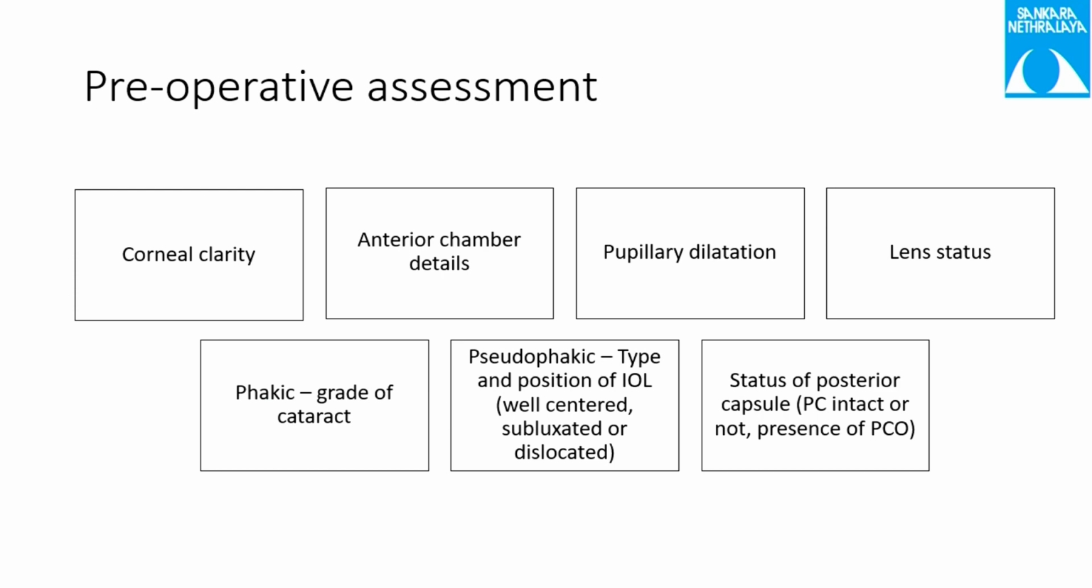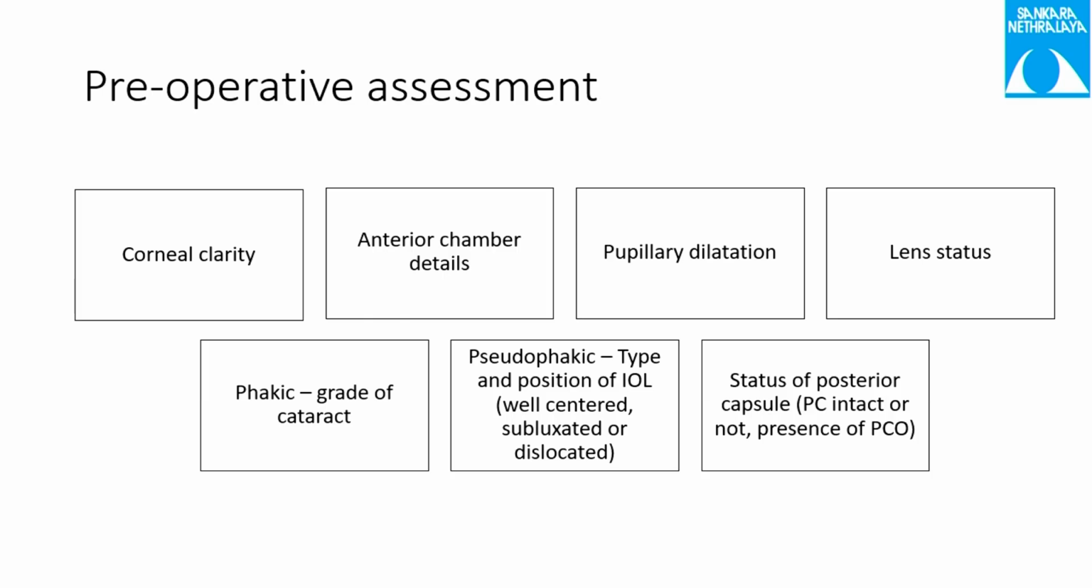If the pupil is not dilating preoperatively, then one might expect the use of iris hooks intraoperatively, or other mechanisms like pupillary expanders. And definitely the lens status of the patient, especially the grade of cataract. If the grade is more, one might plan VR surgery along with cataract surgery.